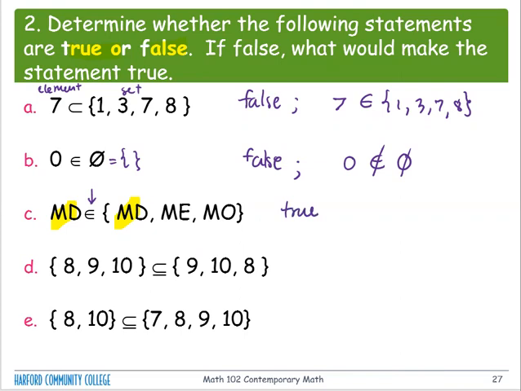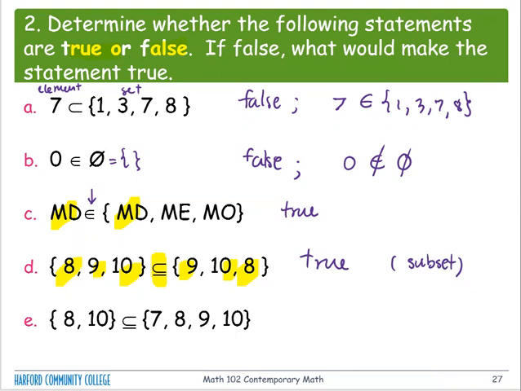Part D, the left-hand side set contains 8, 9, and 10, where the right-hand side set has the same numbers, 8, 9, 10. They are the same, or both left and right sets are equal. Therefore, we can use the subset symbol, and in this problem we can say this statement is true. We can say this is a subset.